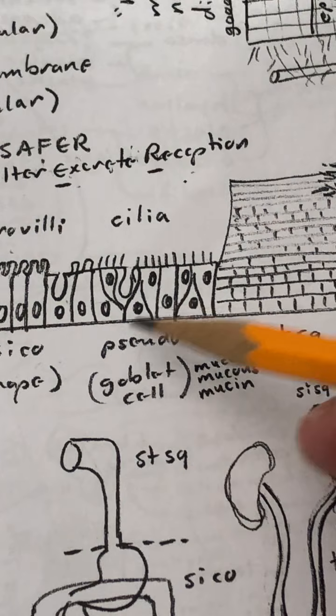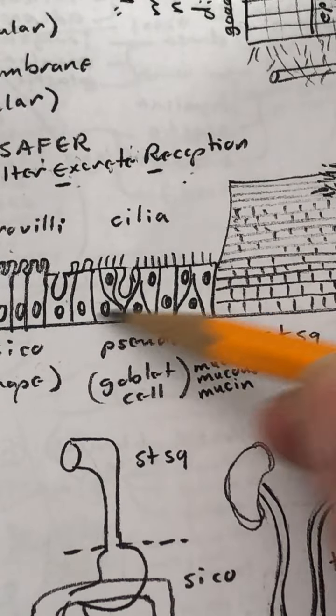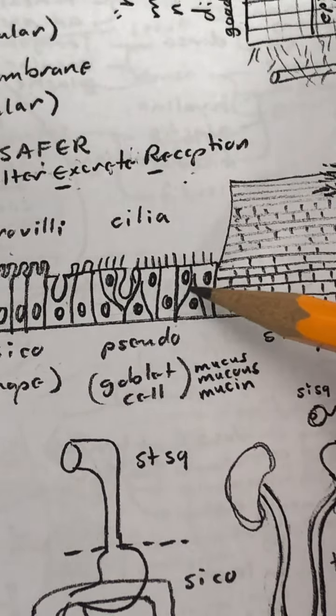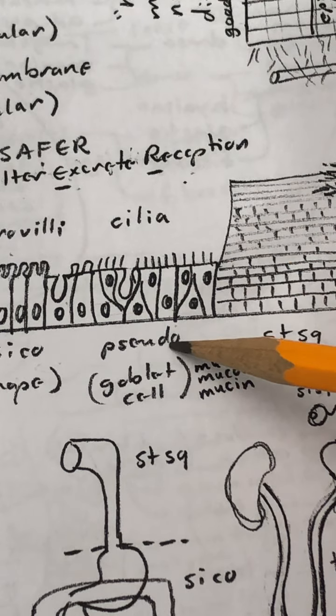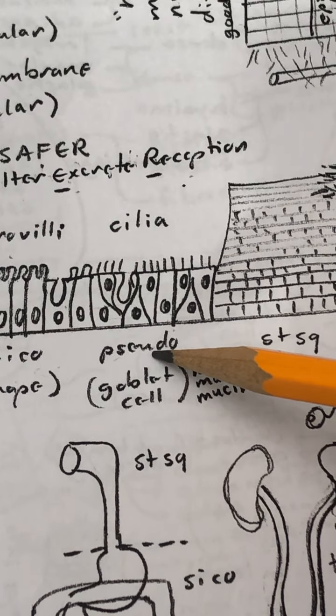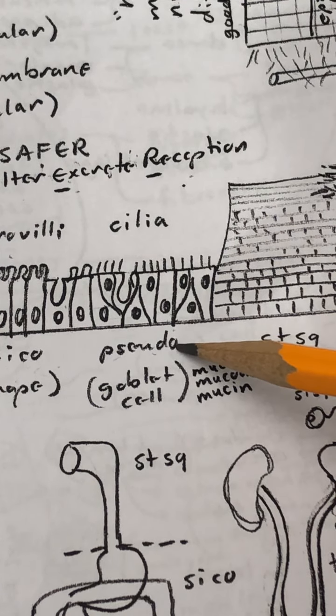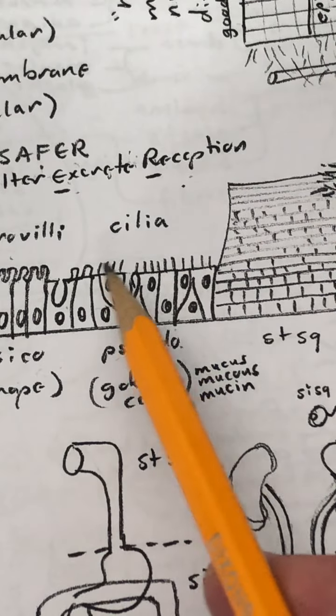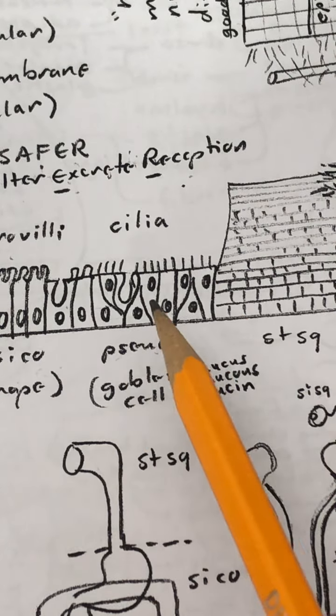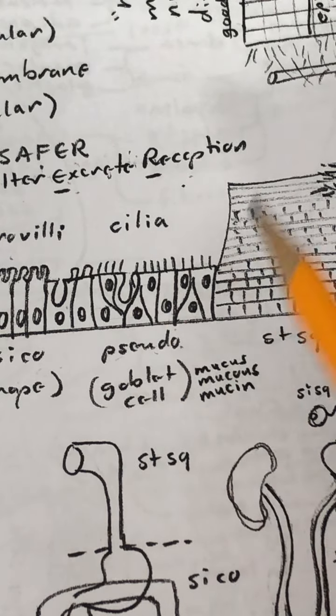However, it looks like it's layered. It looks like there's a bottom layer of nuclei and a top layer of nuclei, as if there were at least two layers of cells. So it's commonly called pseudo-stratified, fake stratified. It is simple columnar, but it's called pseudo-stratified because of the general appearance. Now, sometimes these things are ciliated. Again, this is very common to find lining the trachea.